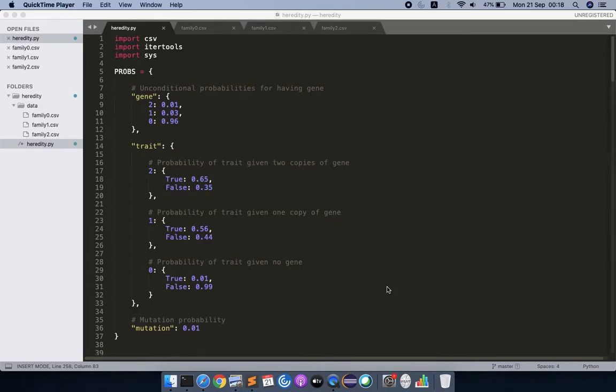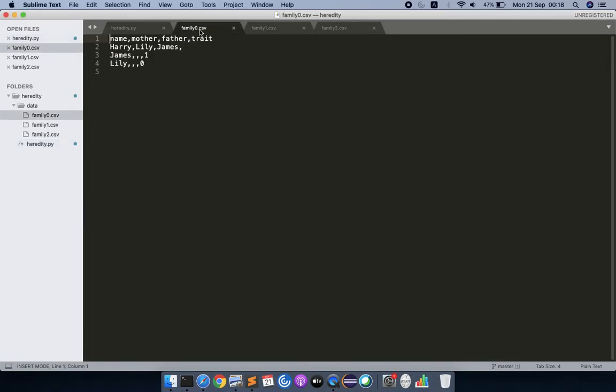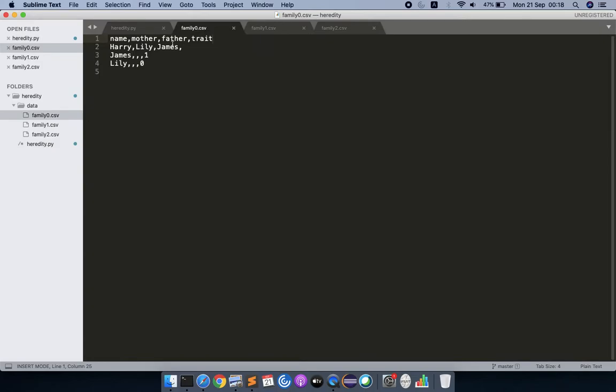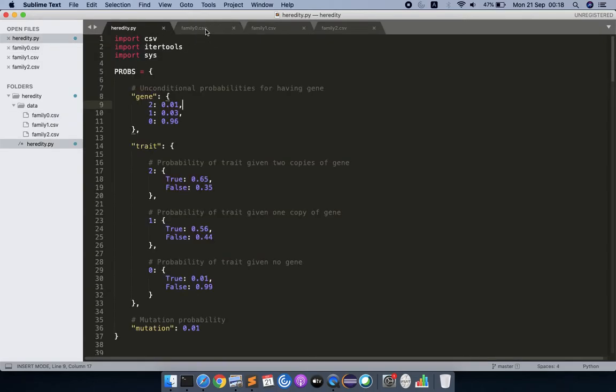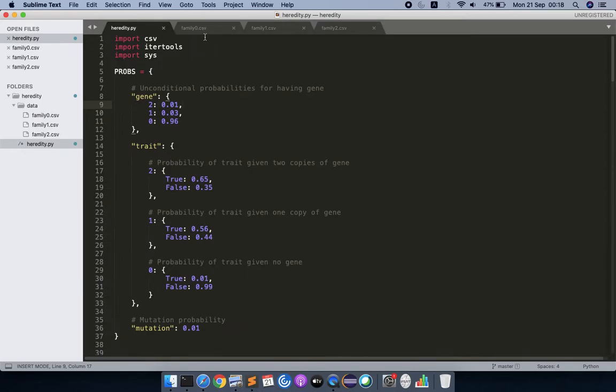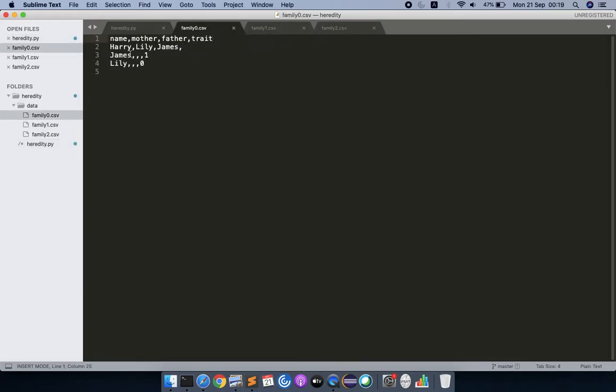Now I am going to demonstrate the heredity project of the CS50 AI course. In this project, we are given family data, and we want to infer the probability of the gene and the traits for each and every person.